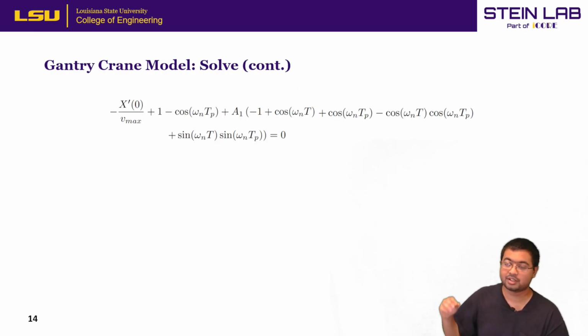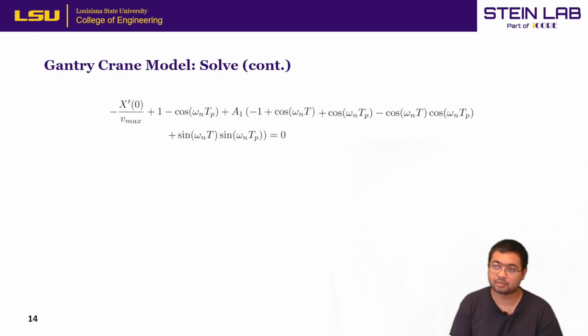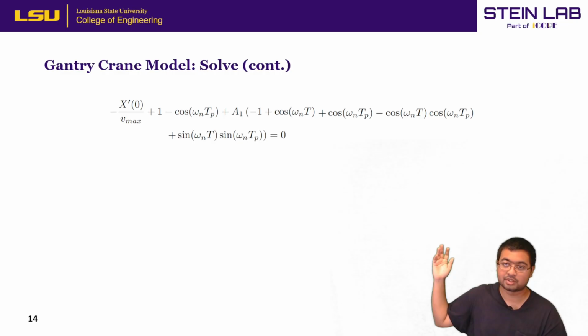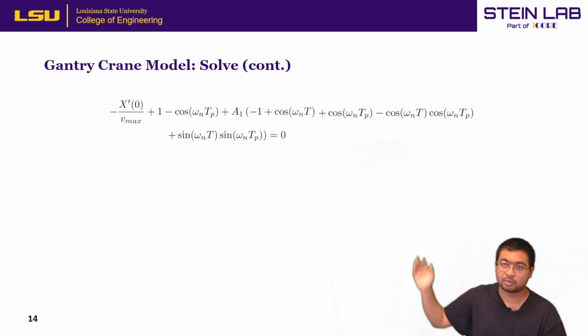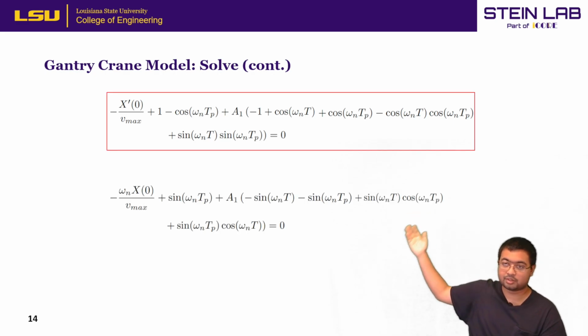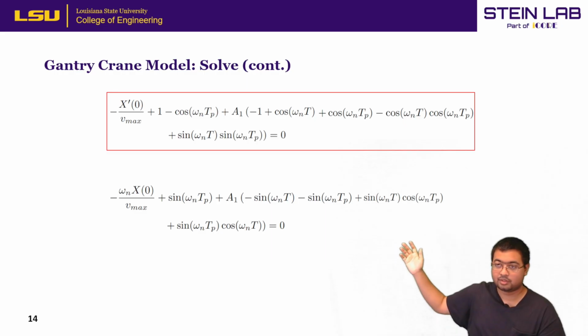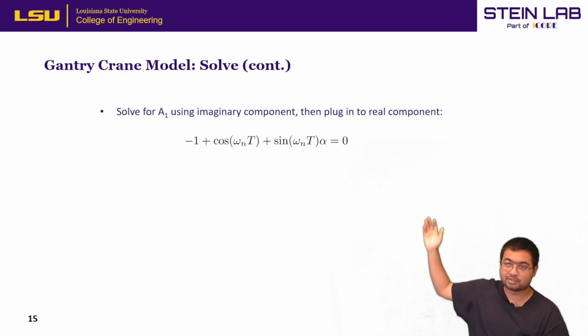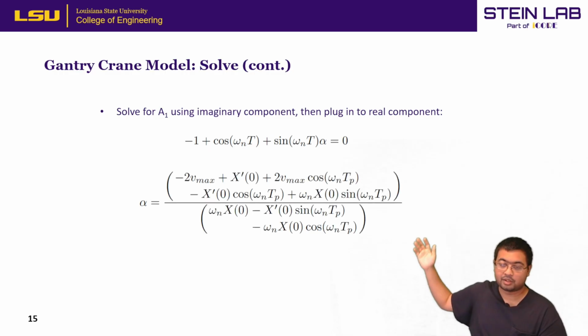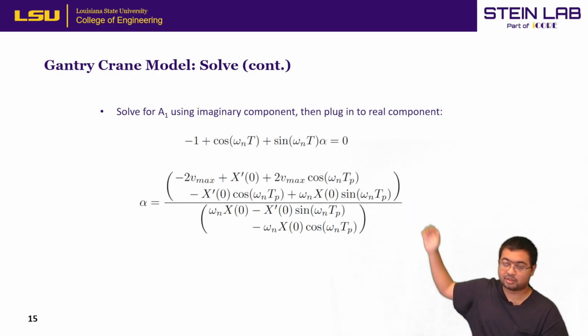So applying a trig identity to split up that cosine of (t plus Tp), and also using our unity equation to eliminate A0 from our real and imaginary components, we'll get this for our real, and we'll get this for our imaginary. So now we can solve for A1 using the imaginary component, and then we can plug that A1 back into our real component, which gives us this form. And this is alpha for the equation at the top.